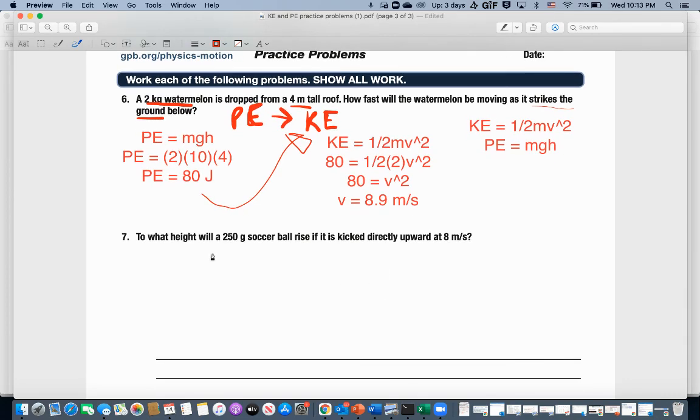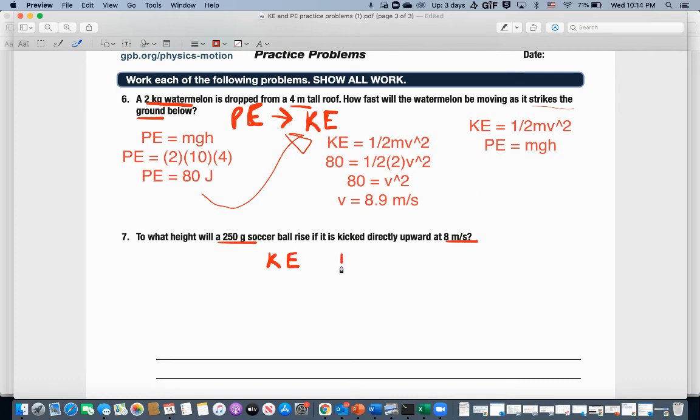To what height will a 250-gram soccer ball rise if it is kicked directly upward at 8 meters per second? Okay, so it's giving us a velocity here. It's giving us a mass. So we have enough to calculate kinetic energy, right? So we're going to start with KE. But it wants to know the height. Now, height is not part of kinetic energy. Height is part of potential.